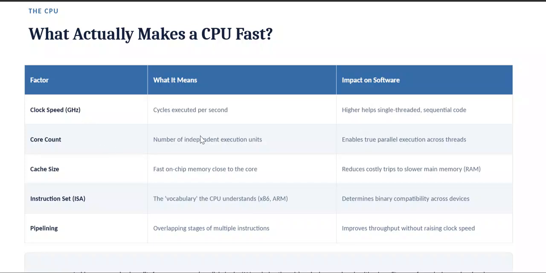The core count is the number of independent execution units in the computer, and it enables true parallel execution across threads. Cache size: fast on-chip memory close to the core, where immediate information or resources are stored for program execution. What is the importance to software? It reduces costly trips to slower main memory.